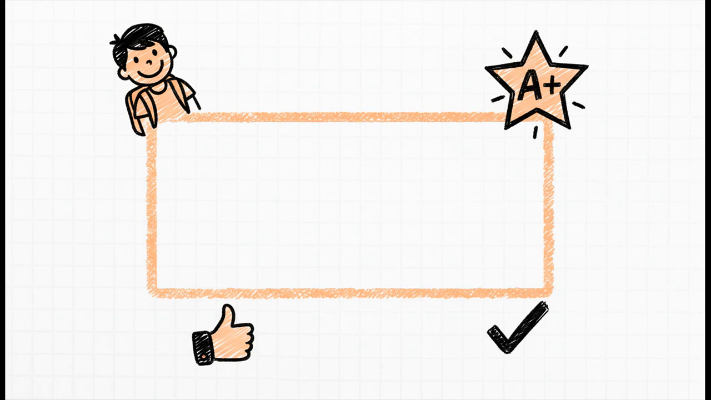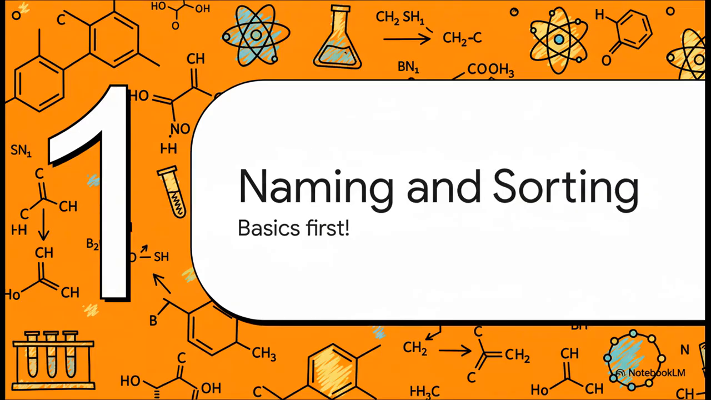Together, we are going to revise the most important, the most frequently asked topics from this chapter. And I promise you, by the end of this, you're going to have a much stronger grip on everything. You'll feel way more confident about scoring full marks. It's bilkul simple. Okay, so let's just dive right in. We'll start with Section 1, Naming and Sorting.